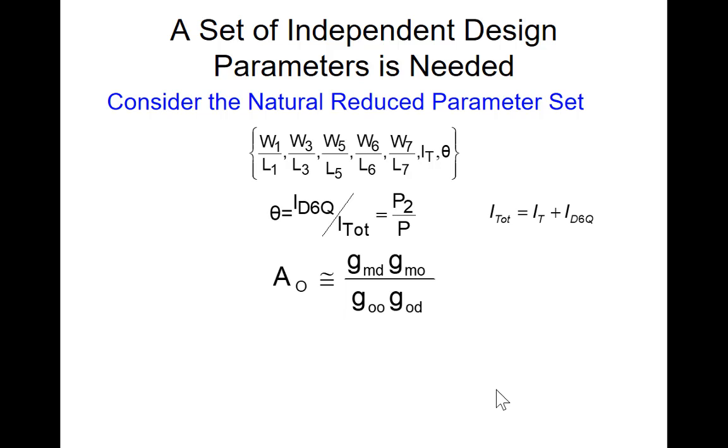Here are the natural parameters we like to work with in the design: the W/L ratios and the tail current. And here I'm going to define theta to be the split of the power between the first stage and the second stage. So it's ID6Q, which is the current in the second stage, divided by the total current. Or it's the power in the second stage divided by the total power.